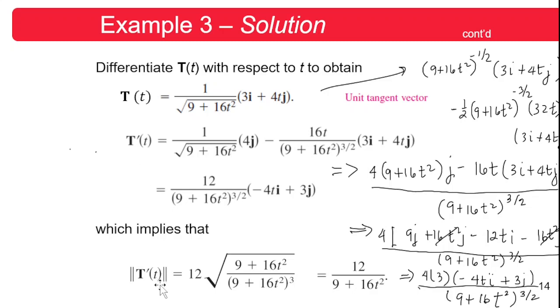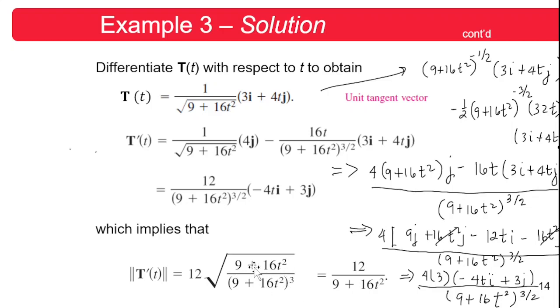Then after that, we need to find the length. We take the square of the first term. So the square is 16t squared plus the square of the second component, which is 9, divided by the square of the denominator, which is 9 plus 16t squared quantity raised to the third power. If you take the square of 12, we have 144, but the square root of 12. So therefore, the length of the unit tangent vector is equal to 12 times the square root of 9 plus 16t squared divided by 9 plus 16t squared quantity raised to the third power.